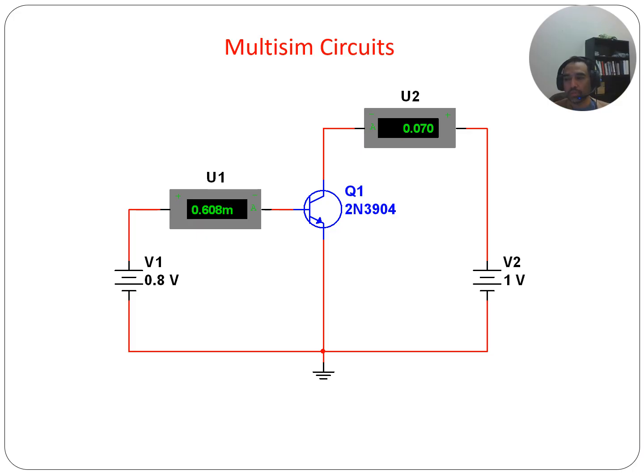All right, and here we go. We're increasing that base voltage even higher, past that 0.7 volts. So once we go past that 0.7 volts, we forward bias the base to emitter.